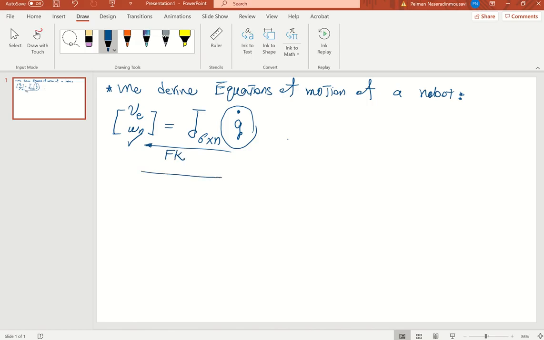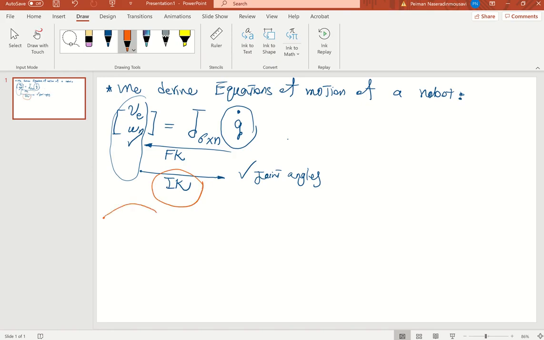But the backward is that you are giving the position of the end effector and angular velocities, and at the end you get the joint angles. This is the case that we are doing in the control of the robot, which is inverse kinematics. We are giving the trajectory of the end effector, like you saw in my lab. Now we're going to find the joint angles that generate such a trajectory, right?